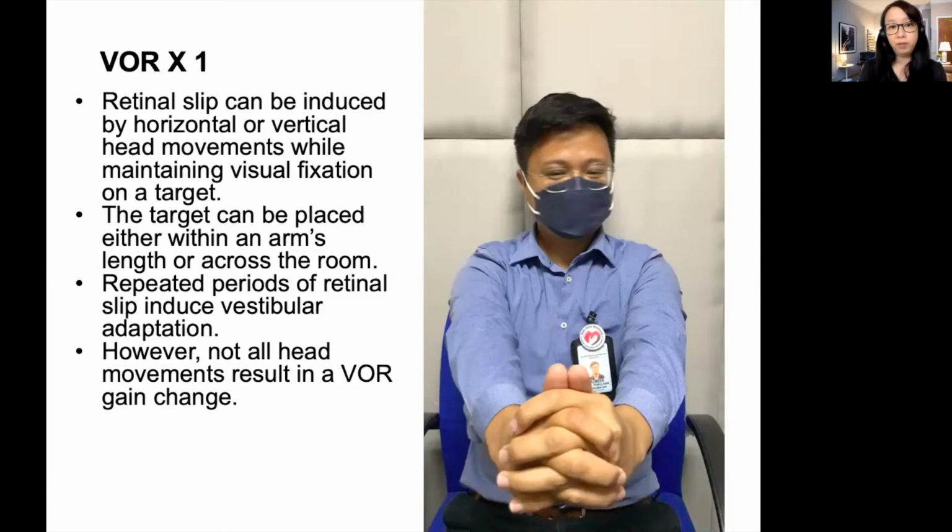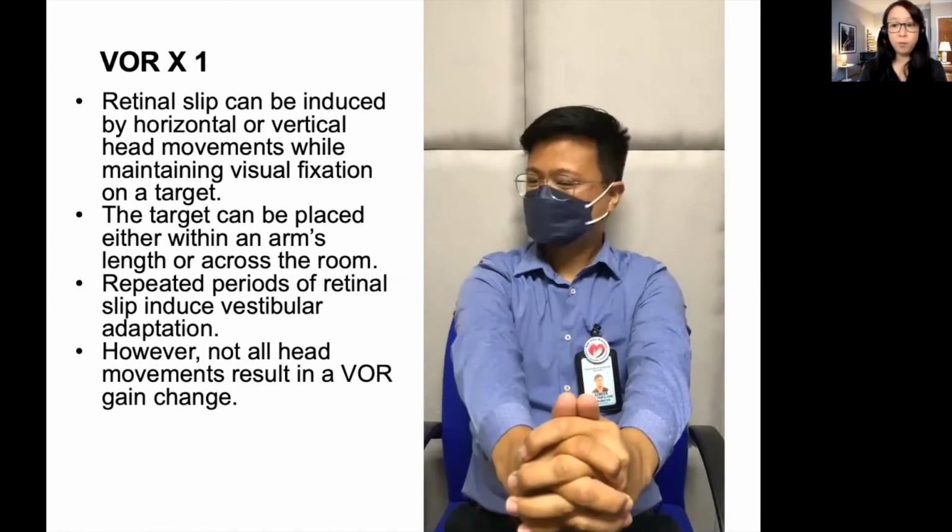One of the more common exercises we do is called VOR times 1, where the retinal slip can be induced by horizontal or vertical head movements while maintaining visual fixation on a target. The easiest is to visualize your thumbs, like in this picture, where my audiologist Encik Asmi has gladly volunteered to be my model today. The target can be a card you hold, your thumb at arm's length, or a poster across the room. Look at that image or your thumb and repeat moving the head, such as this.